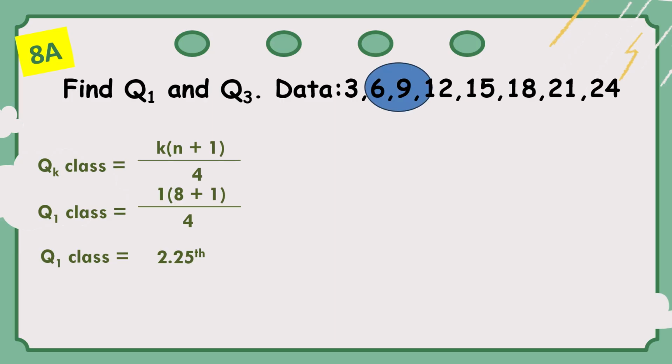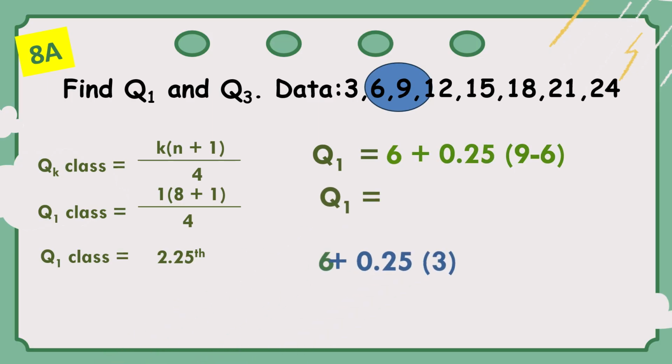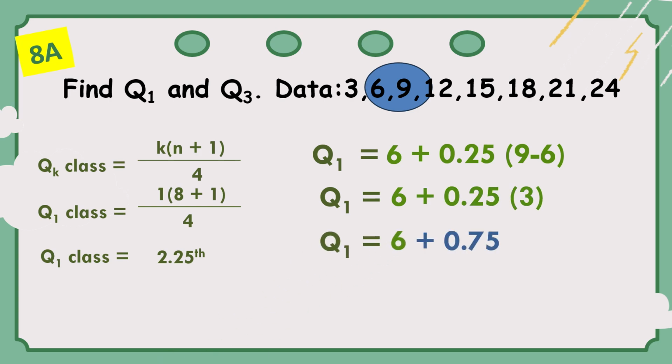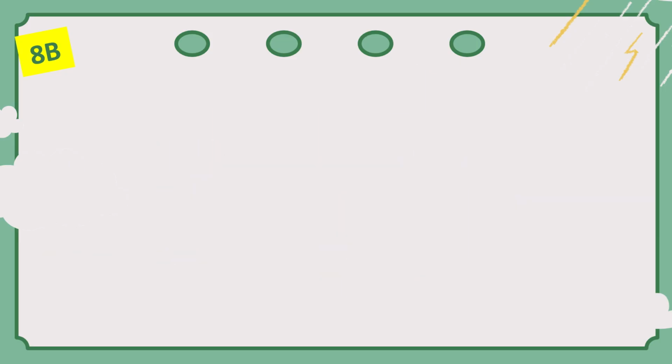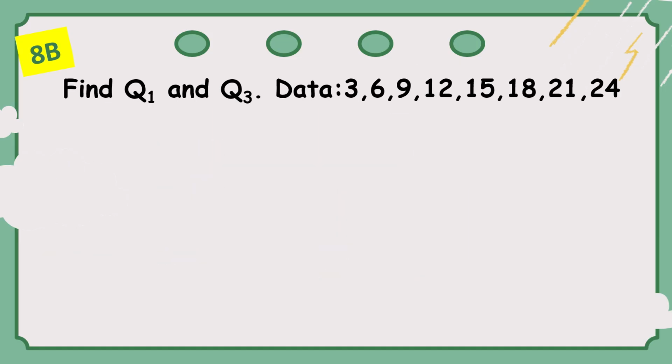2.25 is in between 6 and 9. So let us continue to identify the quartile 1. So quartile 1 is equal to 6 plus copy the decimal, that is 0.25, and then 9 minus 6. 9 minus 6, the answer is equal to 3. So copy 6, copy 0.25, and then times 3. 0.25 times 3, the answer is equal to 0.75 plus 6. So 6 plus 0.75, the answer for the quartile 1 is equal to 6.75. Right now, let us identify the quartile 3.